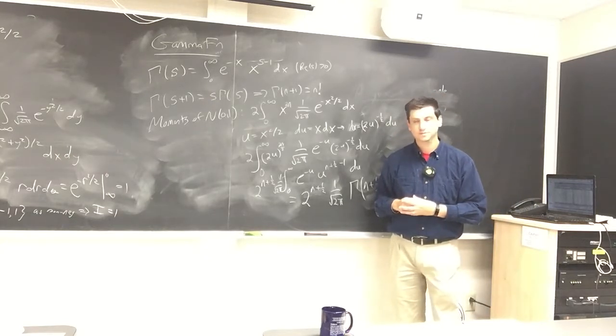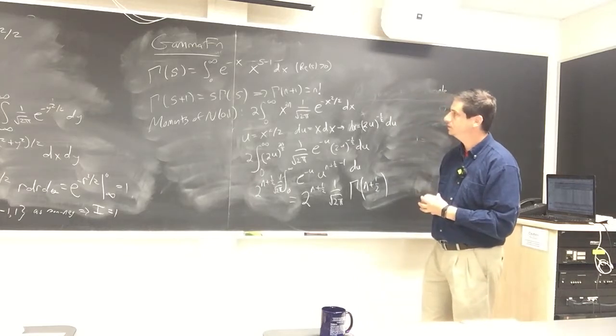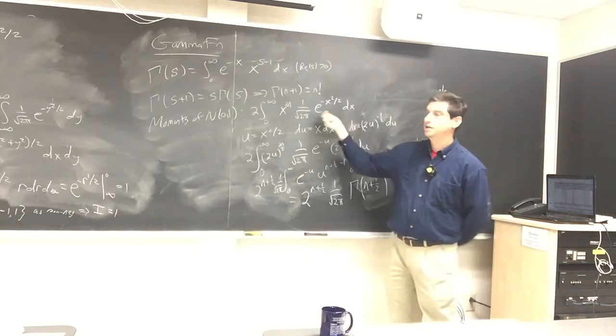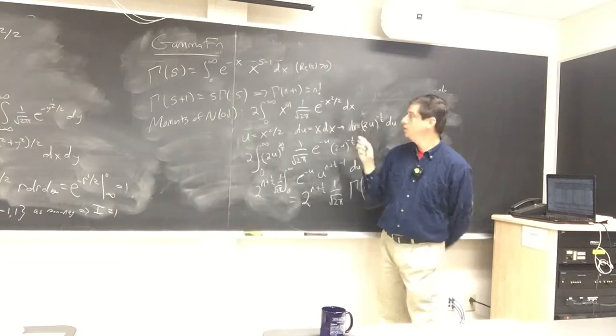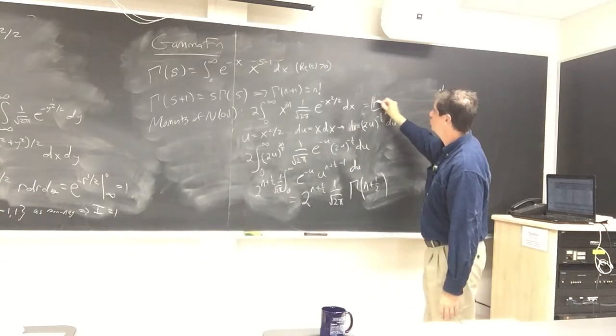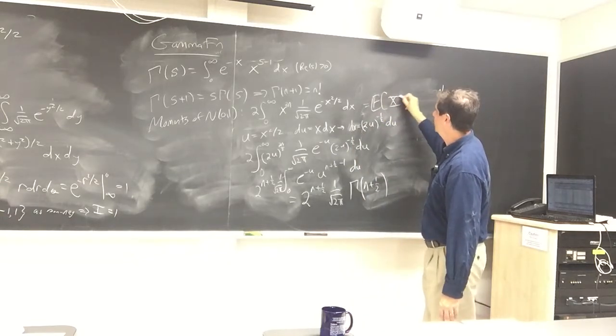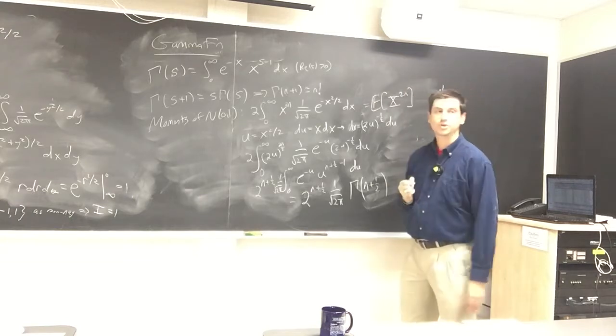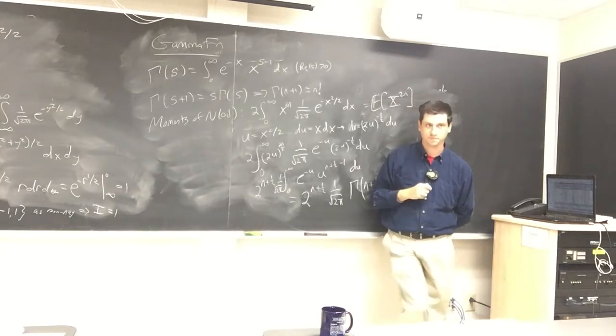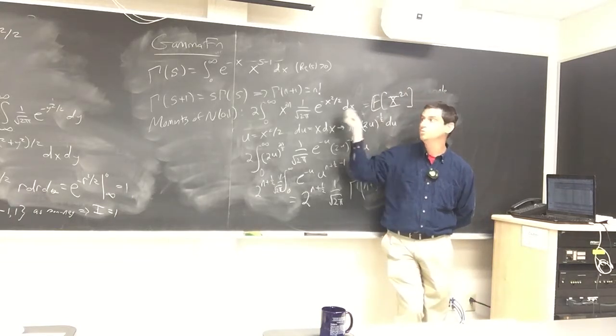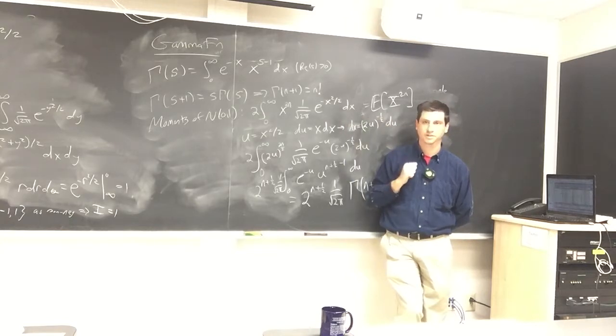So the definition of the nth moment is that you take the probability distribution multiplied by x to the n. So we'll often write it as the expected value of x to the 2n, because we're doing the 2nth moment here. And the hope is that if you know the moments, you know the distribution.